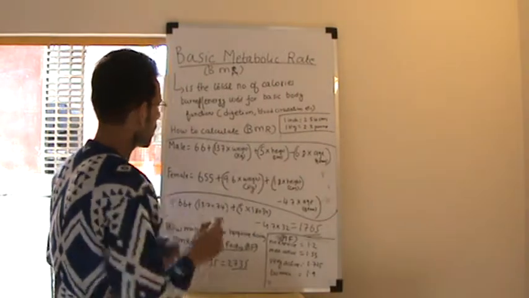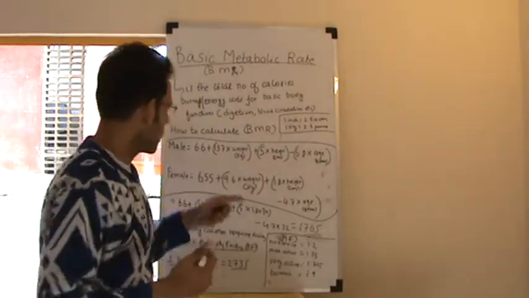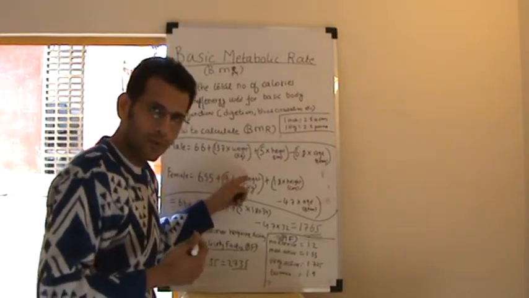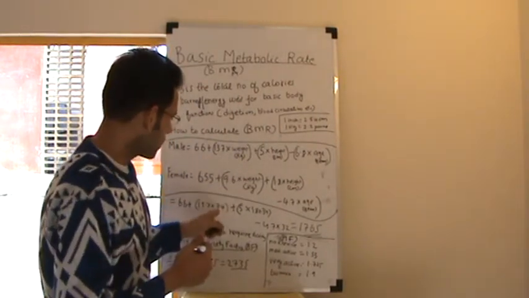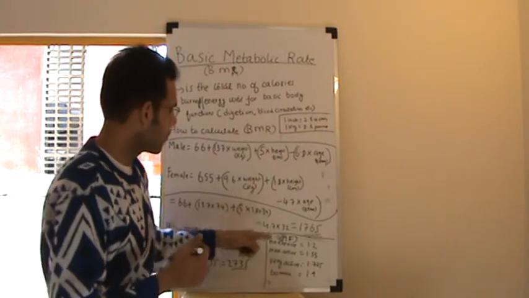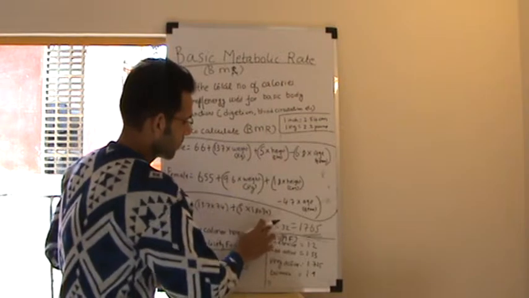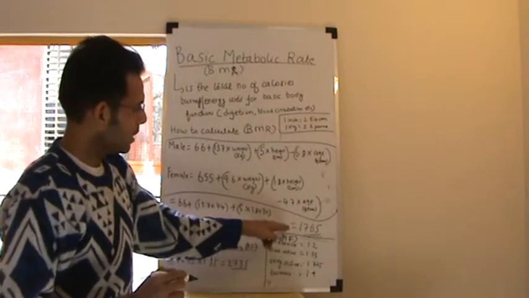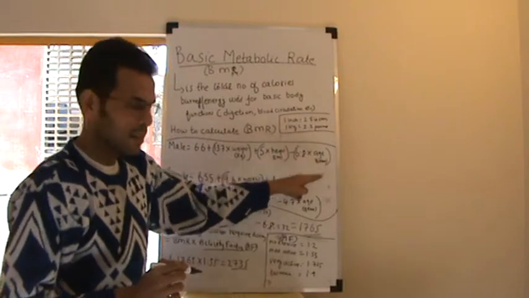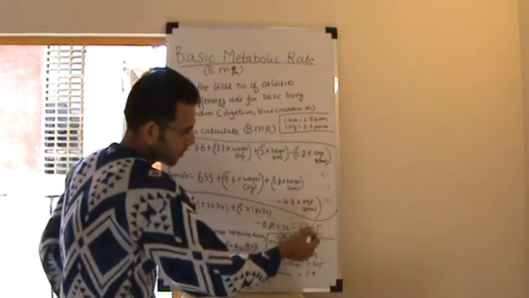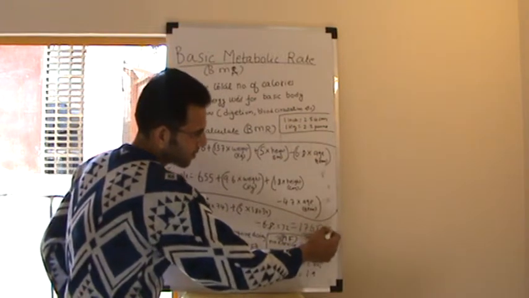So if I have to calculate my BMR, it will be 66 plus 13.7 into 74 kilograms plus 5 into 180.34 minus 6.8 into my age in years, that is 32. So it will come to some figure nearing around 1800 something.